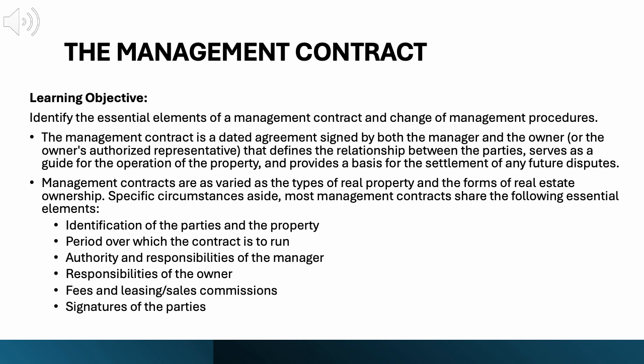Identify the essential elements of a management contract and change of management procedures. The management contract is a dated agreement signed by both the manager and the owner or the owner's authorized representative that defines the relationship between the parties, serves as a guide for the operation of the property, and provides a basis for the settlement of any future disputes.